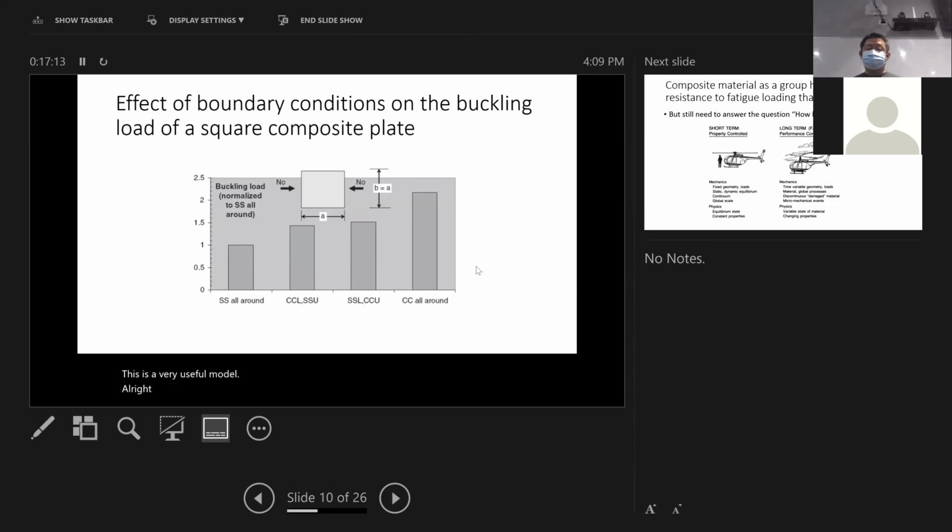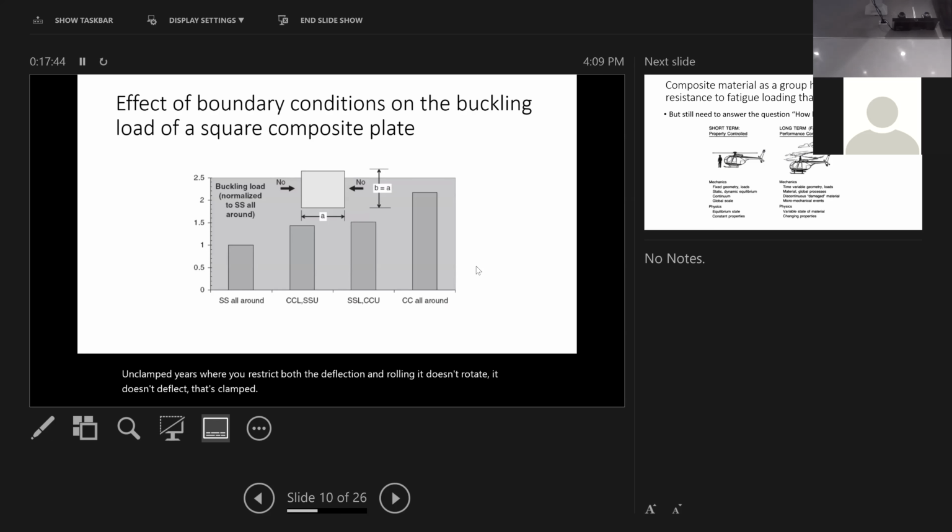The boundary conditions have a huge impact on the buckling threshold. SS is simply supported. That means you restrict the deflection, but you don't restrict the rolling. You just restrict deflection. And clamped is where you restrict both the deflection and the rolling. It doesn't rotate, it doesn't deflect. That's clamped.